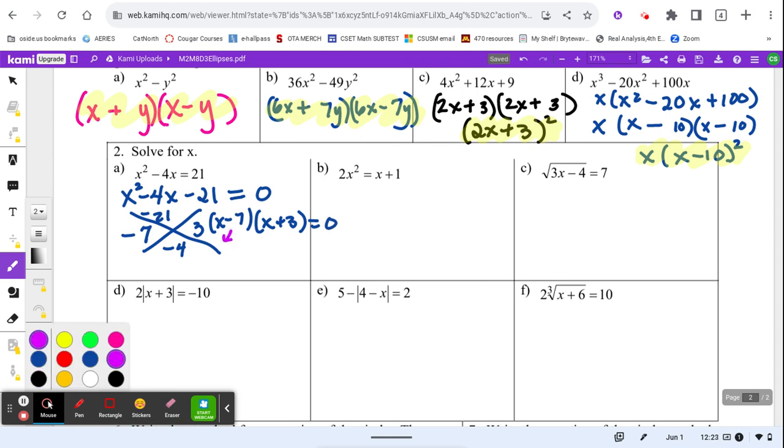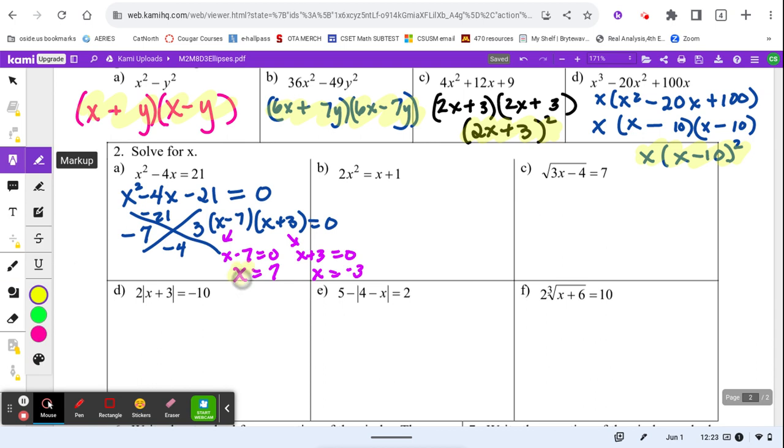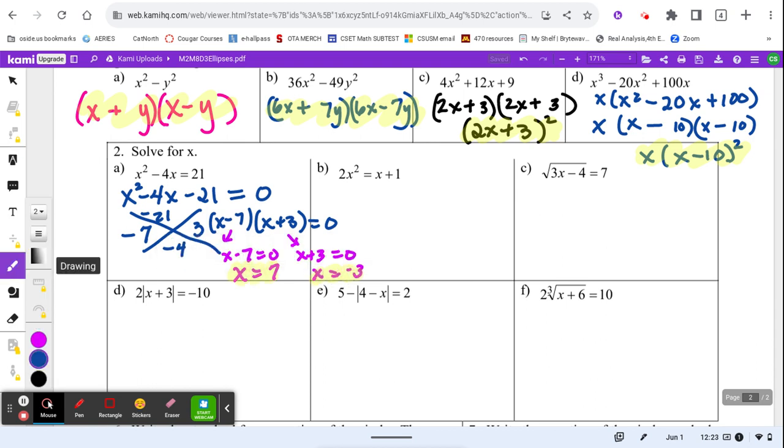So now I can solve with the zero product property. I can set each factor equal to 0 and solve. I would add 7 to both sides here to get that x equals positive 7. I would minus 3 to both sides here to get that x equals negative 3. Here are my two solutions for that quadratic. The next one is also a quadratic, and we also want it equal to 0. So I'm going to minus the x and minus the 1 to bring that to the same side. So that's going to leave me 2x squared minus x minus 1 equals 0.